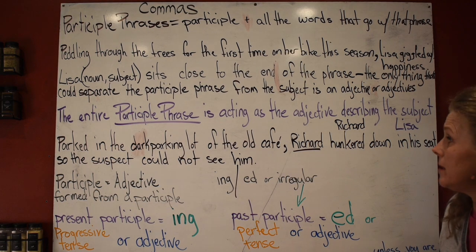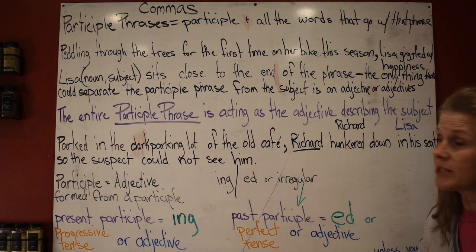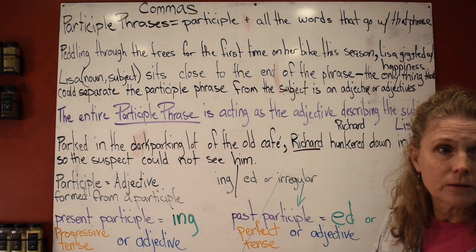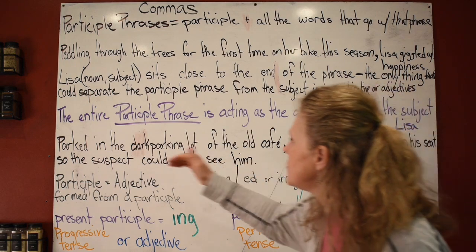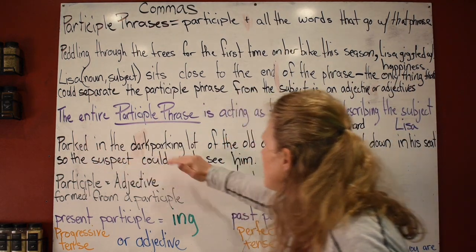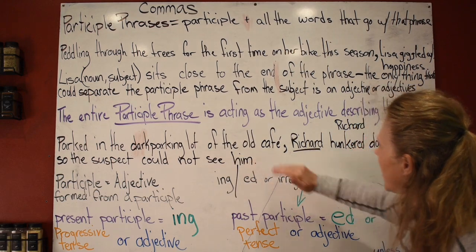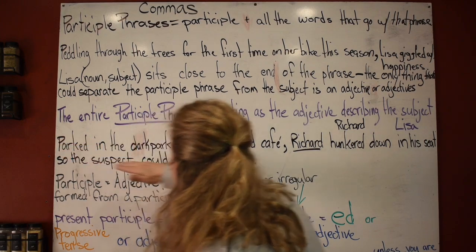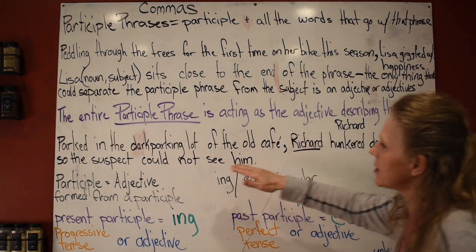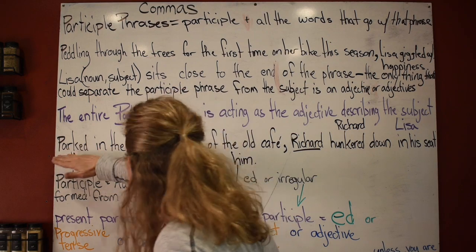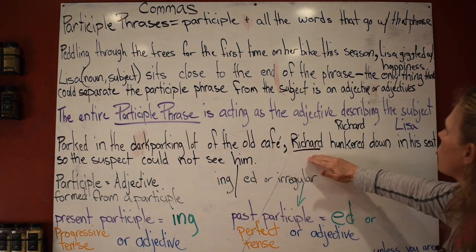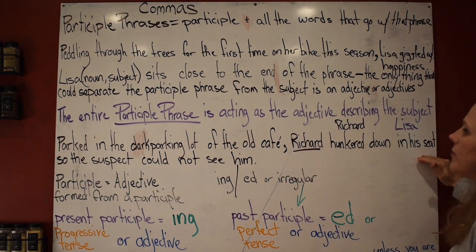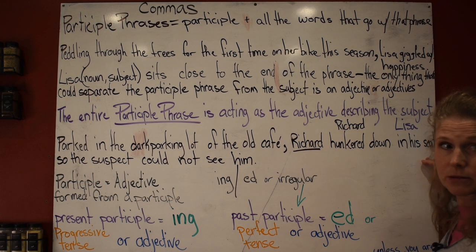Now, how many prepositional phrases do we have in this participle phrase? Two. Parked in the dark parking lot of the old cafe. See, we have two right there, but it all goes together. You put the comma, look, your participle is starting it, and then you put the comma right before the noun, the subject of your independent clause.